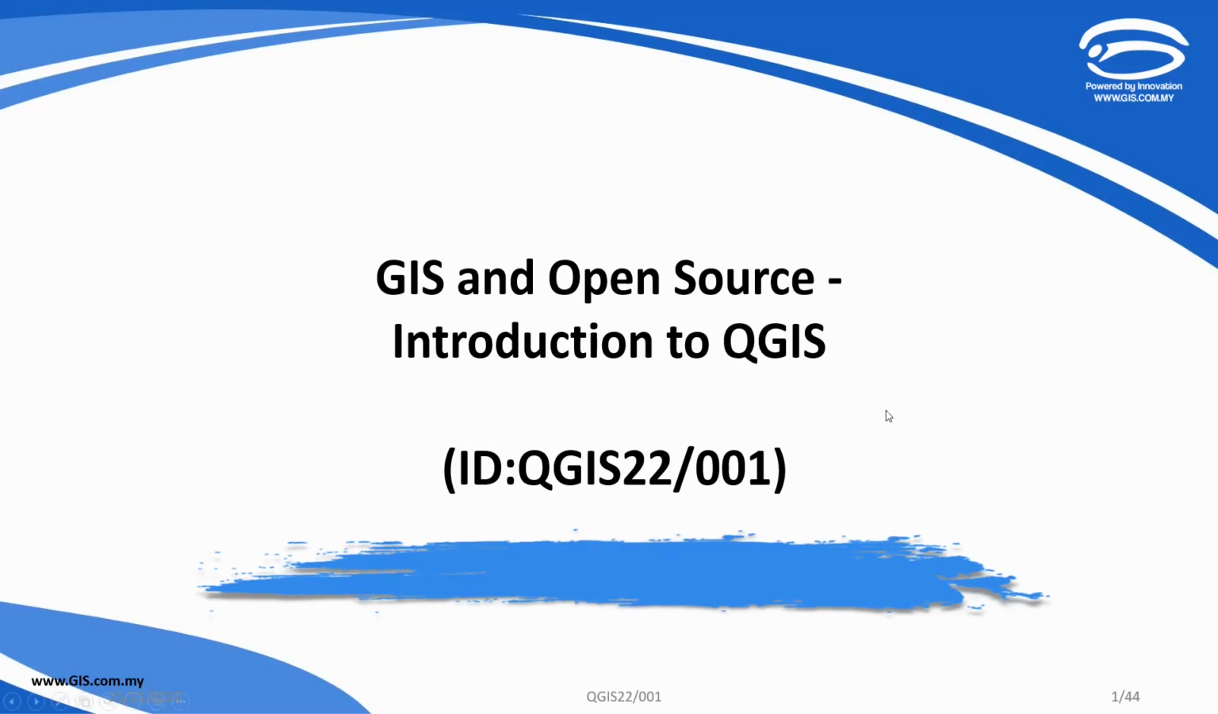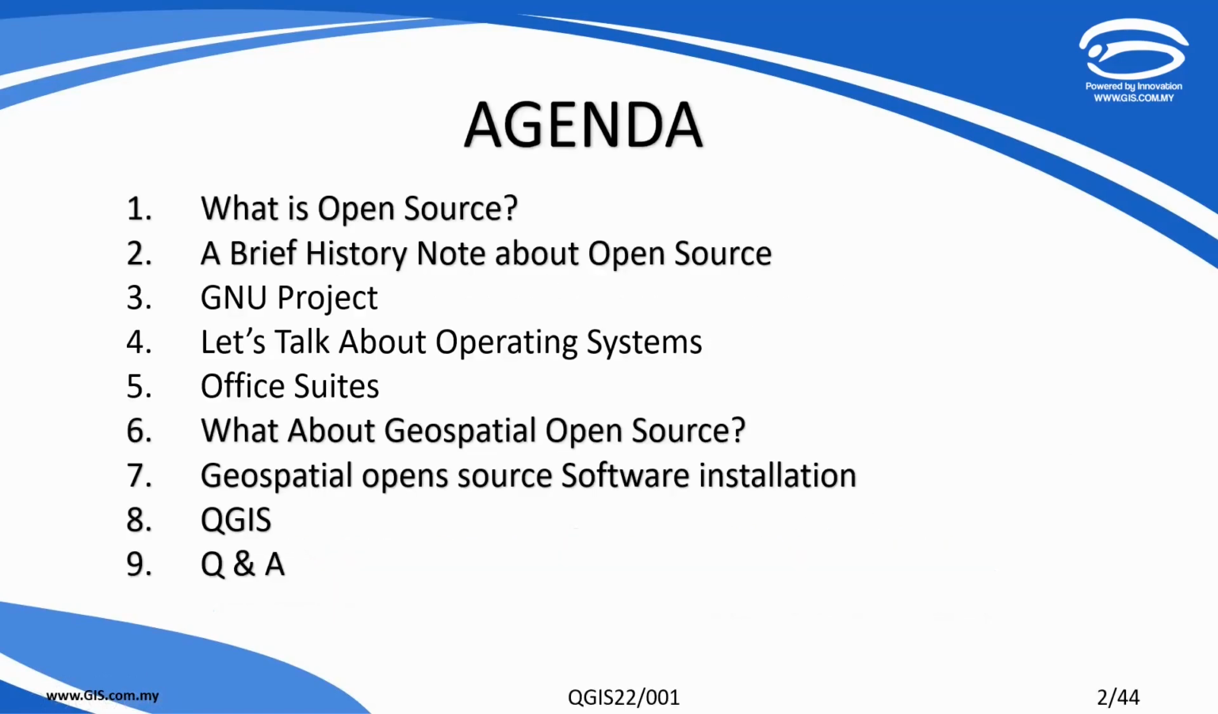So let me just change. The agenda is: what is open source. We're going to talk about a brief history note about open source. And something very important, sometimes we talk about the GNU licensing. What is GNU actually? We are going to talk about GNU. That is the spark, actually, of open source.